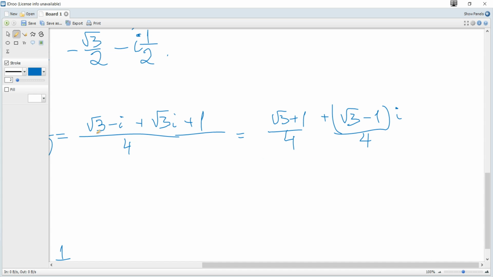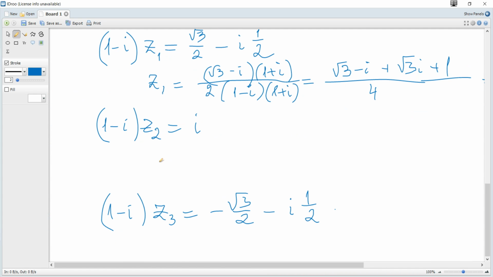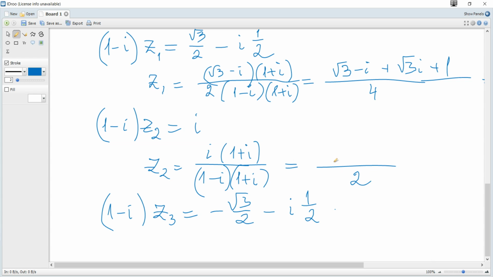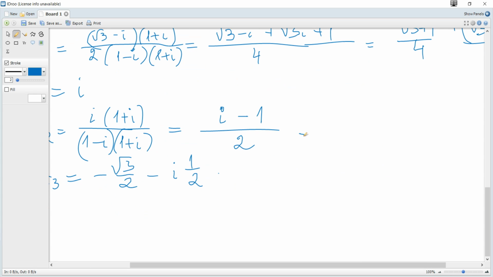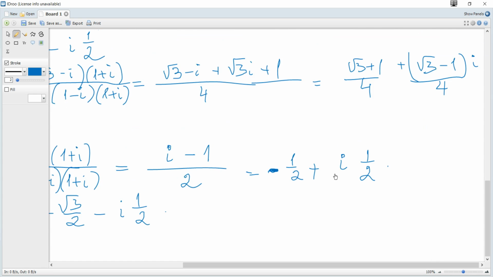Let's check. Okay, the second, it's i over 1 minus i, multiply again by 1 plus i to get 2 in the denominator, and i minus 1, or negative a half plus i times a half.